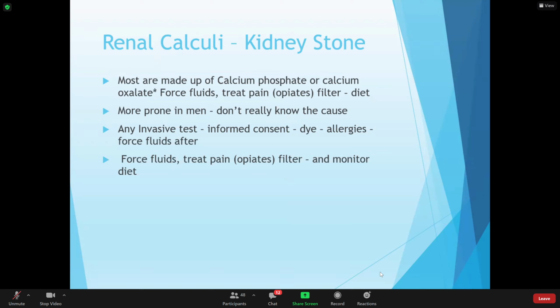It's a little different than the appendix. So we want to treat their pain. We see it. We know what it is. We've got to treat their pain and get rid of their pain for them so they can get up and move around and try to pass this stone. So again, we might need IV dye tests in order to see it, if we didn't see it on the x-ray. A couple things to remember with kidney stones: fluids and pain management. That's the two things. And then obviously monitor for the stone pass.